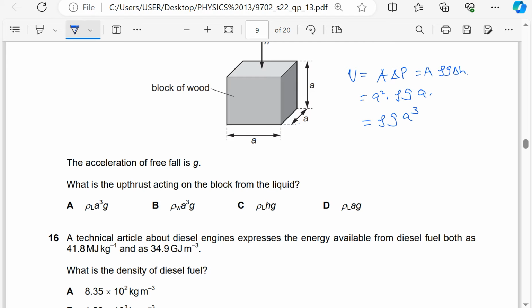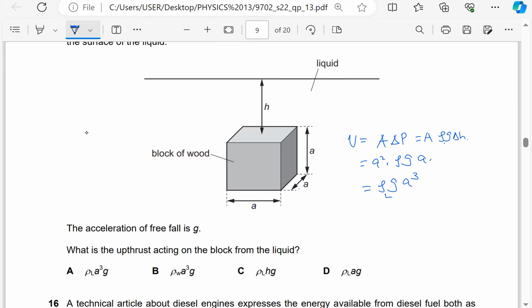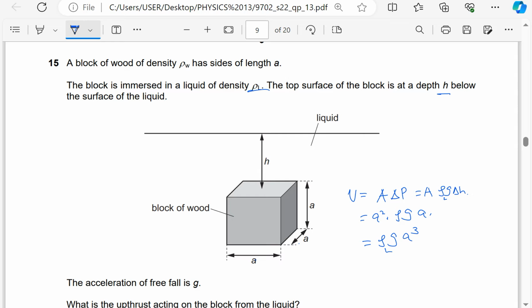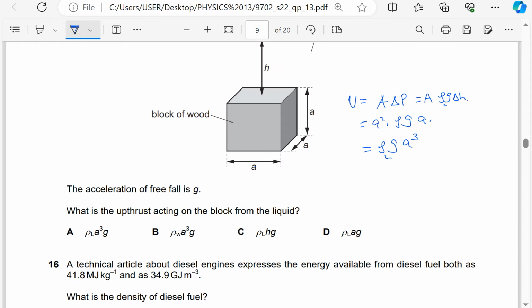By the way, this is the density of the liquid, not the density of the wood. It is the density of the liquid, because it is the liquid which is exerting the difference in pressure on the top and the bottom of the wood, and it is the liquid which is exerting pressure, so the answer is going to be A. This is the density of the liquid.